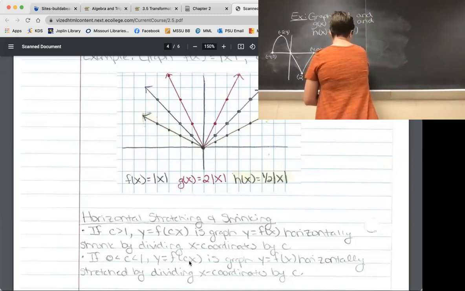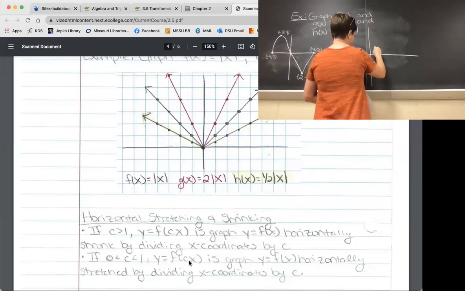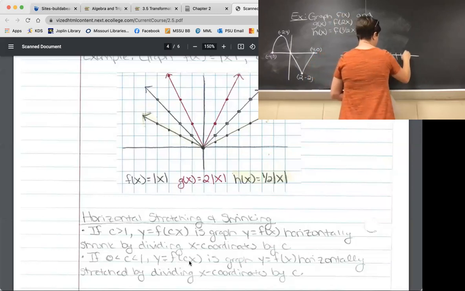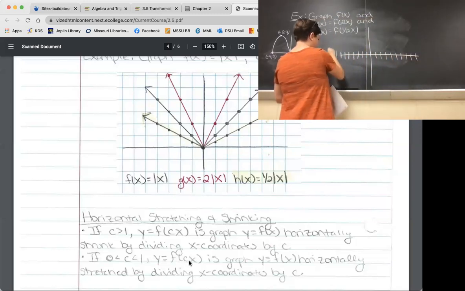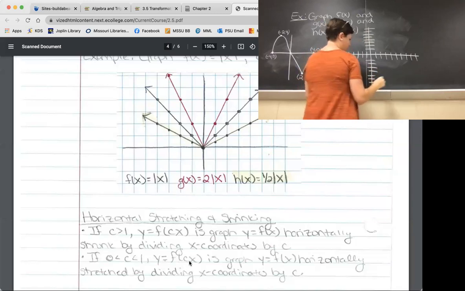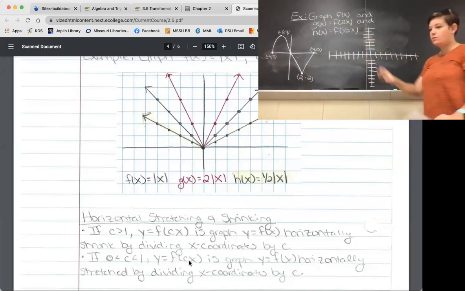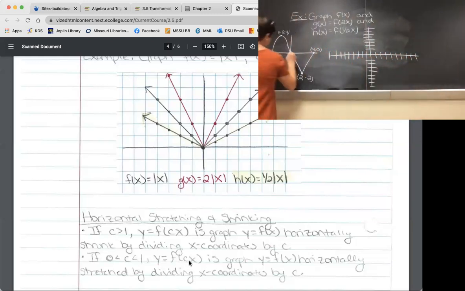Okay, I gotta make my table for you guys. 1, 2, 3, 4, 5, 6, 7, 8. Okay. So that one over there is my f of x. This is my f of x.